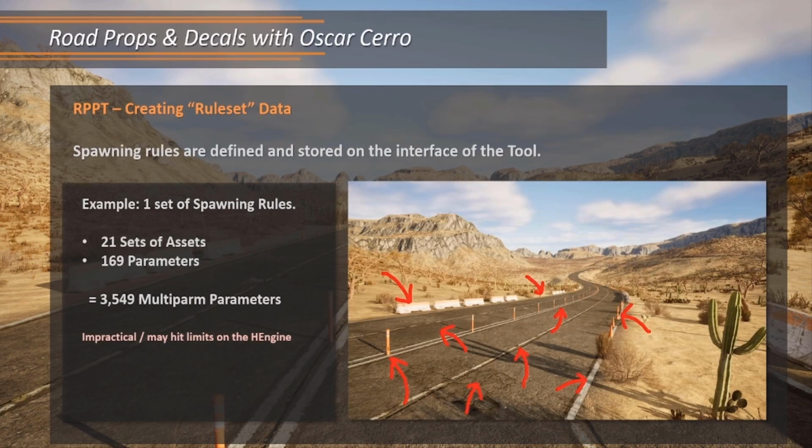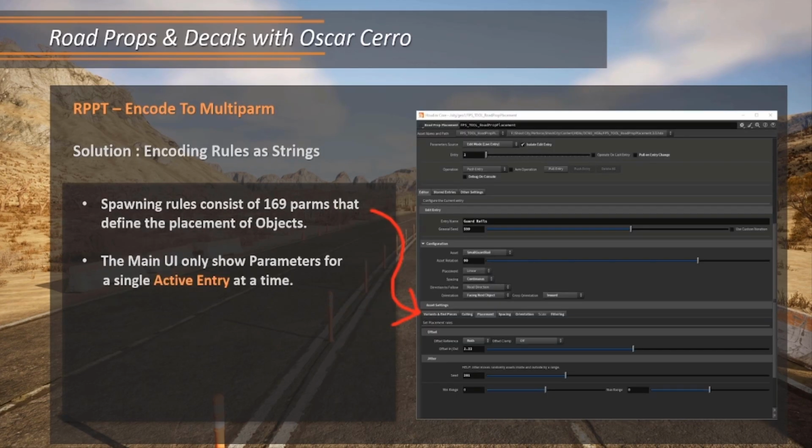Now, let's take a look at this road. It's from the first demo scene of this tool. In this road, I am spawning 21 sets of assets, with the tool having 169 parameters. This ends up in over 3000 multi-parm parameters. That is too impractical and confusing, and as well it might hit limits on the Houdini engine. And the solution we found is to encode these rules in strings. And we built this system into a utility tool to use in any other similar setups in the future.